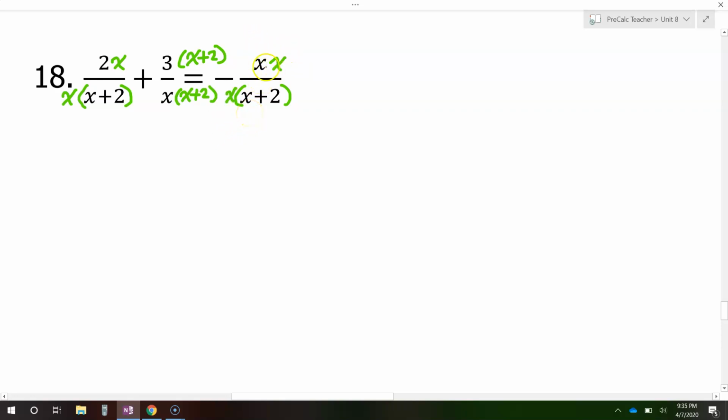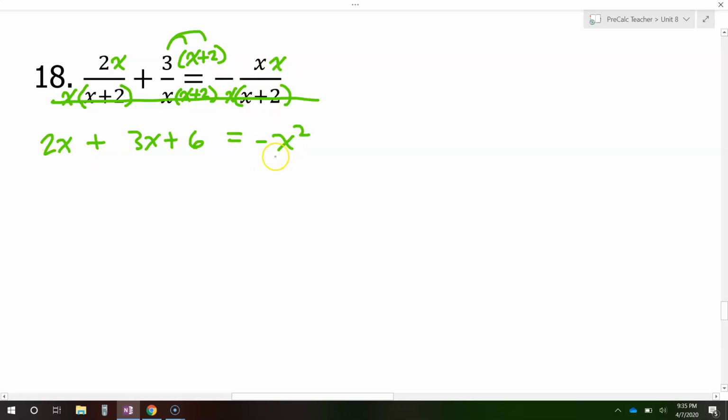All right, of course, this is x squared. I'll make that change on the next step. But now the denominators are the same. All denominators are x plus 2. So once the denominators are all the same, you can cross them out. So that's going to give us 2x plus, I'm going to go ahead and do the distributive property here. So I'm going to go ahead and put 3x plus 6 equals, and here I have negative x squared.